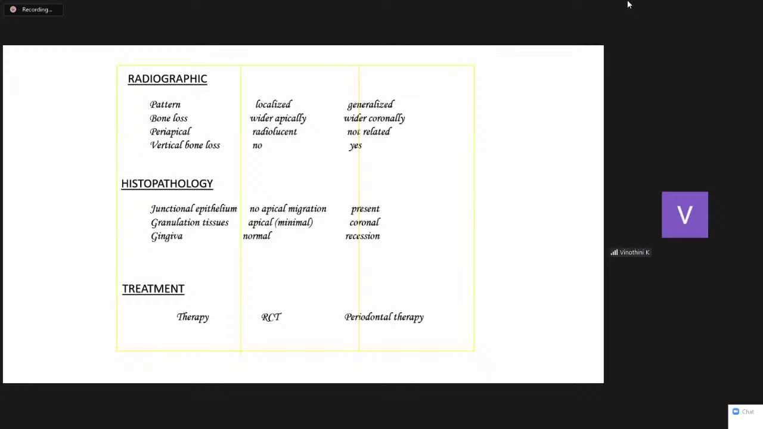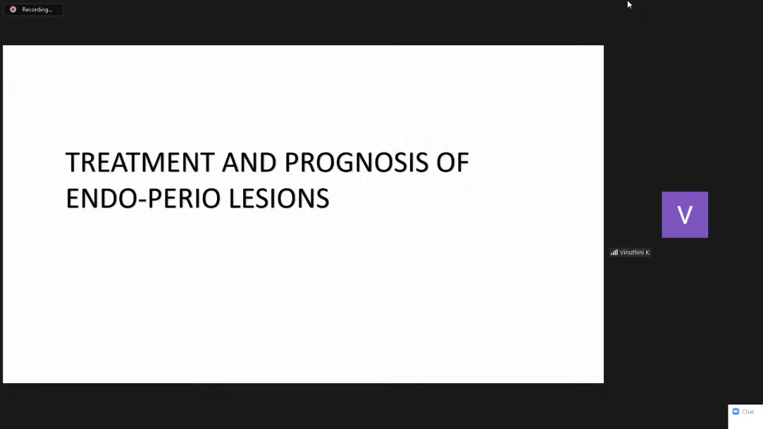On radiograph, it is going to have localized bone loss in case of endodontic infection, and generalized bone loss in case of periodontal infection. In histopathology, there is no apical migration of junctional epithelium in endodontic, but in perio it is there. And granulation tissue will be present apically for endodontic and coronally for periodontal infection. And treatment, we know, RCT for endodontic and periodontal therapy for perio.